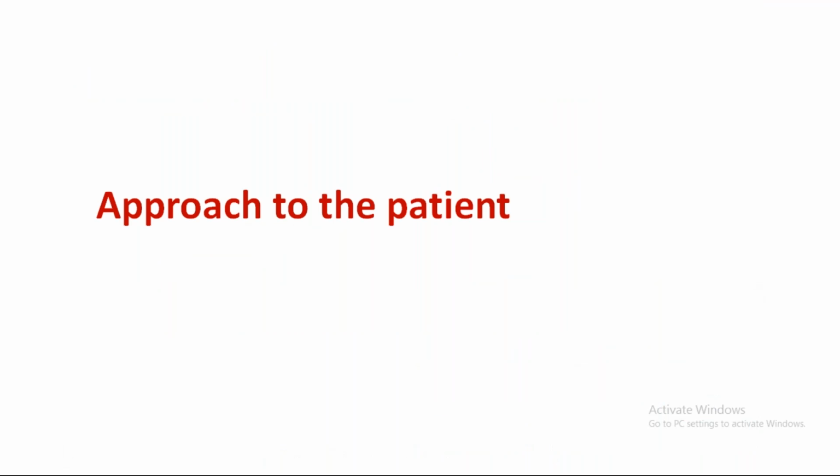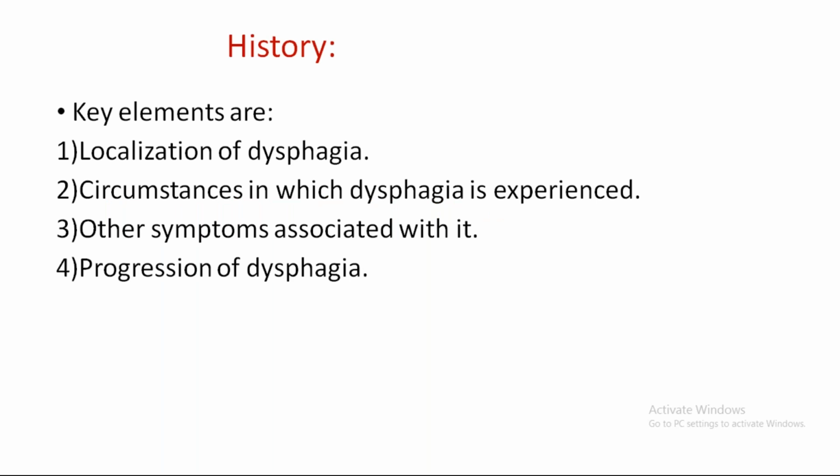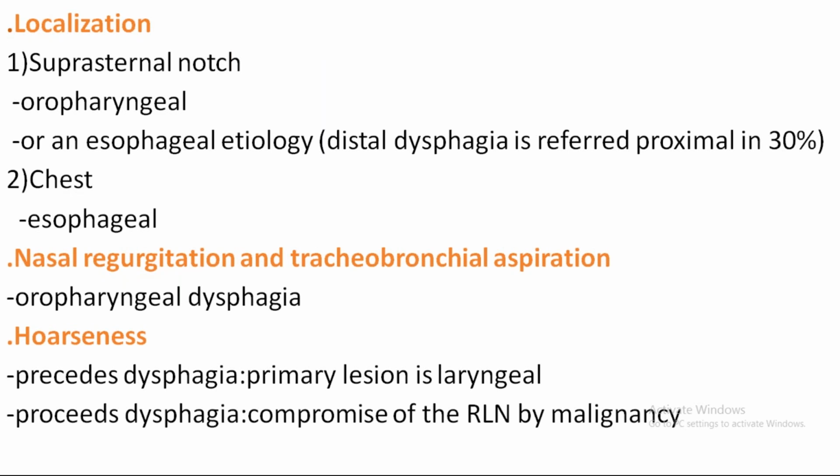So, approach to the patient. History. When we take a history, these are the key elements to find out: localization of the dysphagia, circumstances in which dysphagia is experienced, other symptoms associated with it, and progression of the dysphagia.